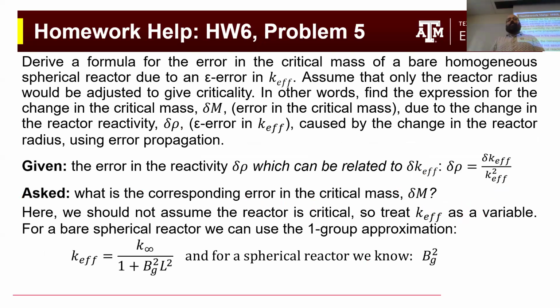So in the homework, you have a problem that's more about this kind of uncertainty calculation, where you are finding the error in the critical mass of a reactor based on the fact that there's an error in the K effective. We're assuming that the error in K effective is only due to an error in the mass. So ultimately, what we're given is that there is some uncertainty in our reactivity, which has this corresponding uncertainty in K effective.